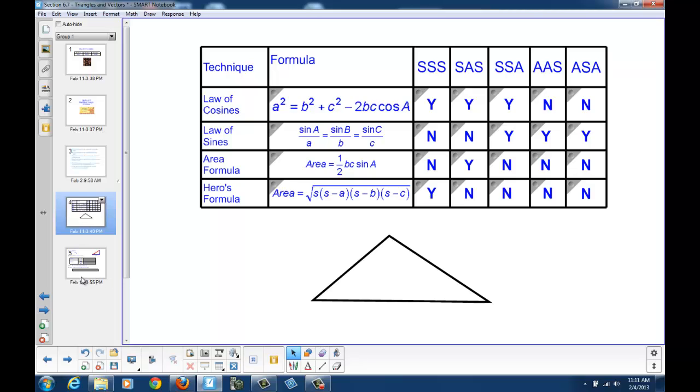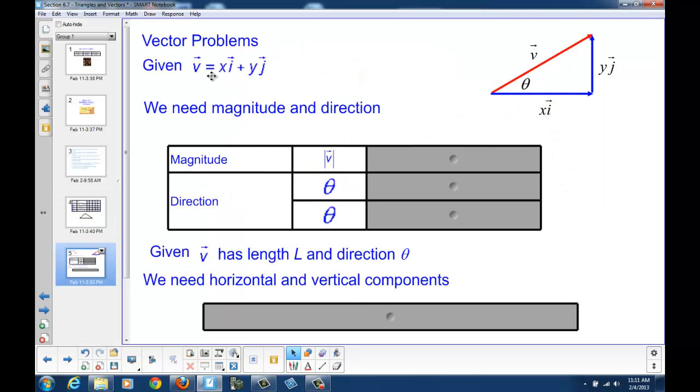Now let's look at our vector information and concepts. Here we're given a vector with a magnitude and direction, or we're given a vector with horizontal and vertical components, using i and j as the unit vectors in the horizontal and vertical directions respectively.